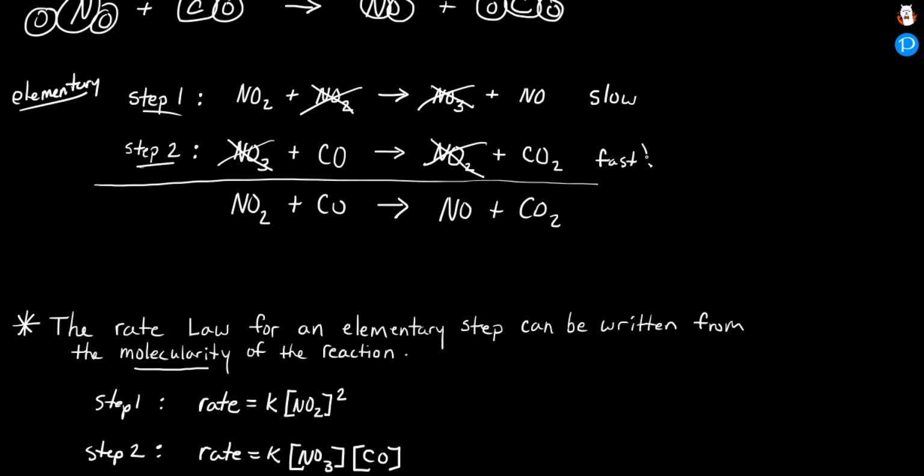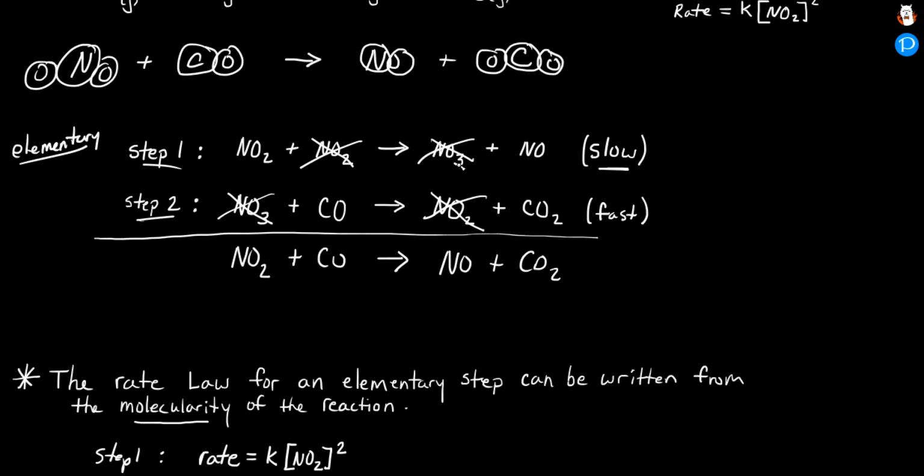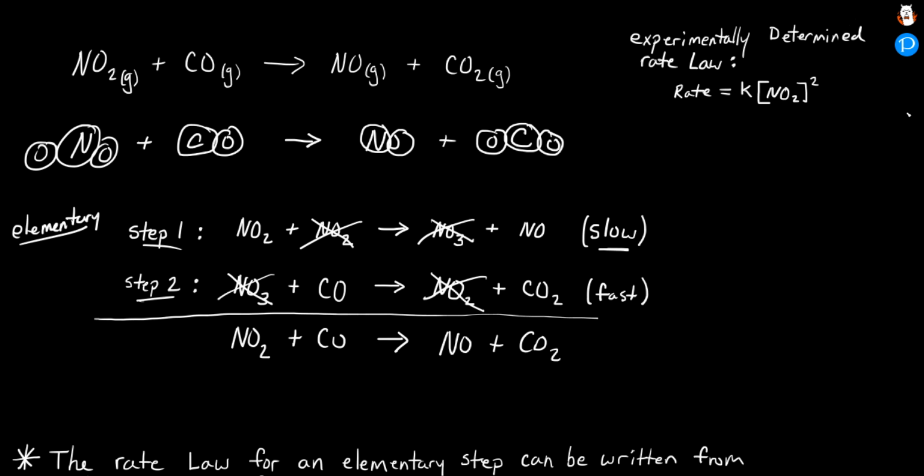And so what needs to happen is that the slowest step, and it's not always necessarily the first step, it could be the second one, could be the third one, that slow step is the one that's going to determine how fast the reaction goes. So basically, the overall reaction can't go any faster than your slowest step. So the rate law for the slow elementary step needs to be basically the same as the one that was experimentally determined for the overall reaction.